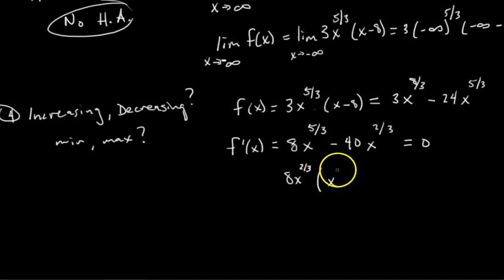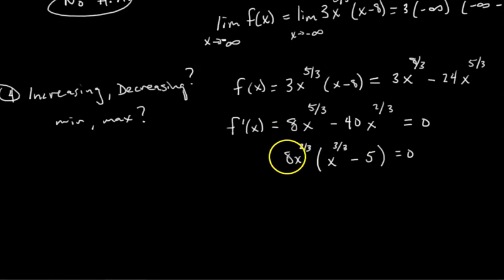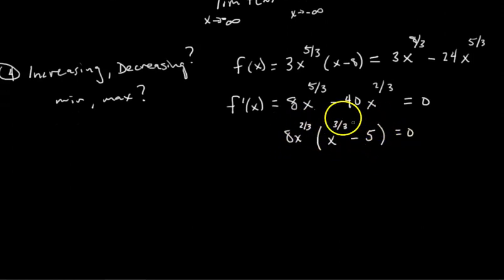So this becomes x to the 3/3, right? You can imagine distributing this back in, you would get 8 times x to the 2/3 plus 3/3, which is 8 times x to the 5/3. And then over here we took out an 8x to the 2/3, so this becomes just minus 5. And this still equals 0. And this is just x to the 1, right? So I could have said 8 times x to the 2/3 times x minus 5.